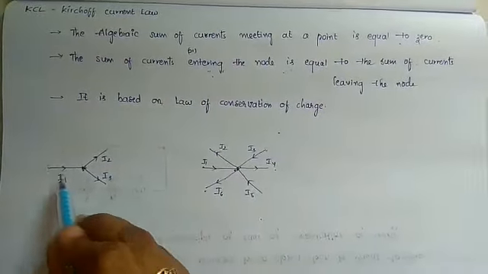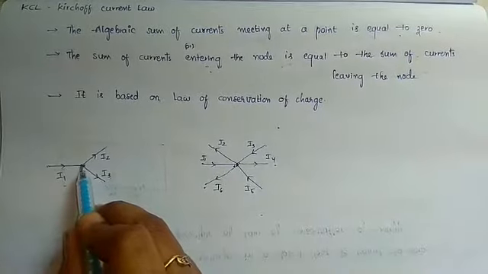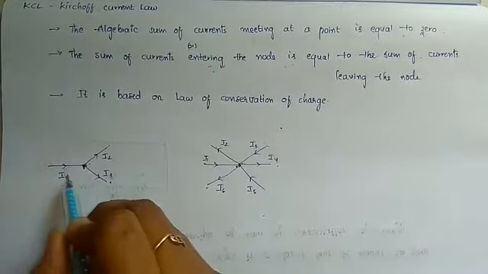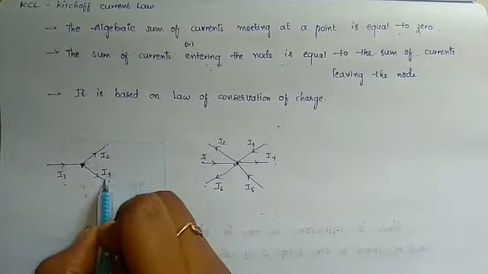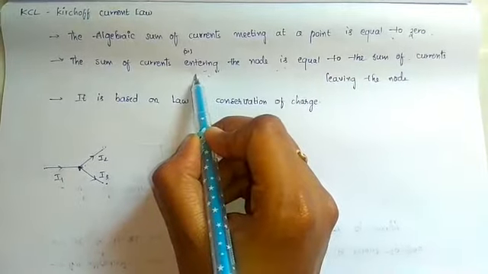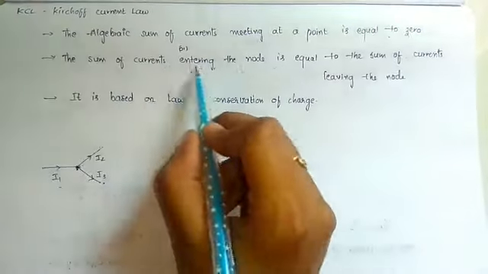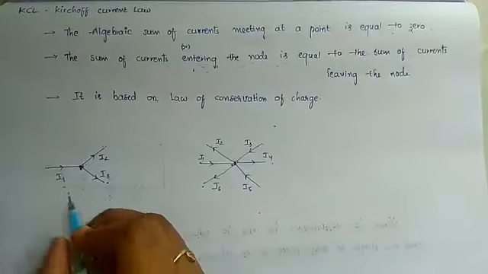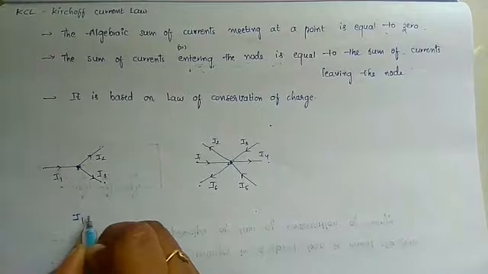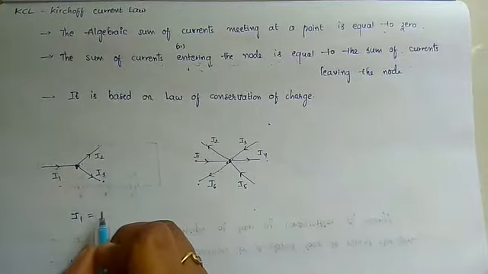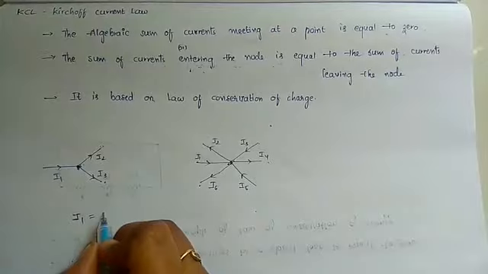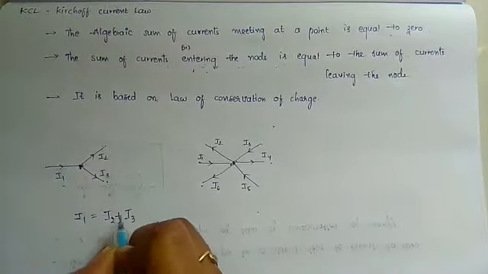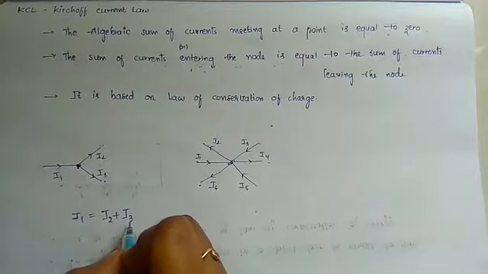See this example: I1 amount of current is entering this node, and I2 and I3 amount of current are leaving the node. So I1 is equal to I2 plus I3 by this definition. Once again, read the definition: the sum of the currents entering the node is equal to the sum of the currents leaving the node. So the entering current is I1, which is equal to the sum of the leaving currents. Because two currents are leaving, those are I2 and I3. So I1 is equal to I2 plus I3.